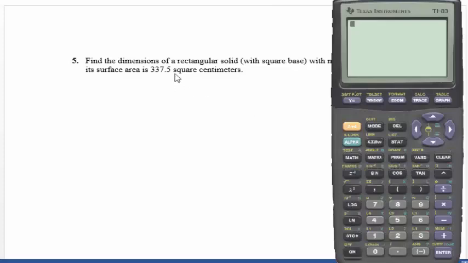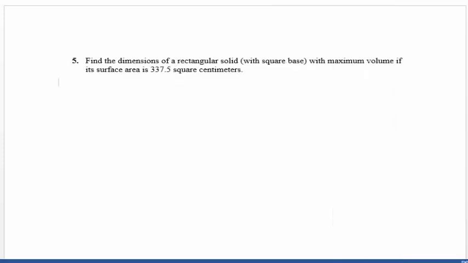This is problem number 5 from the optimization homework. So this one is dealing with a rectangular solid, right? So a rectangular solid is really just a box, right? A three-dimensional box. So find the dimensions of a rectangular solid with a square base with maximum volume if its surface area is 337.5 square centimeters.